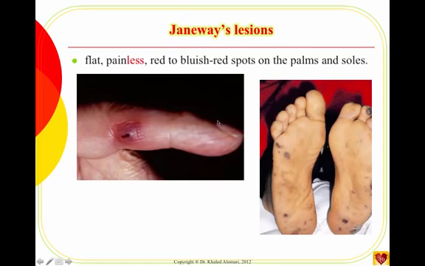And then the other one is the Janeway lesion. This is an immune reaction, and it has to do with the skin more than the blood, and that's why it's painless. It's more of a skin, dermatology problem. You will see it in the palms and soles, as you can see in these pictures.